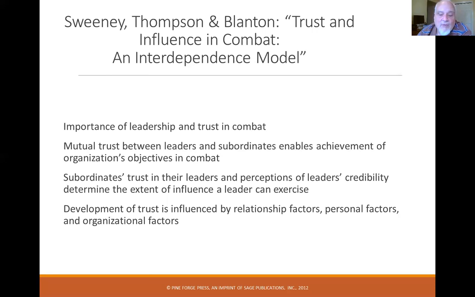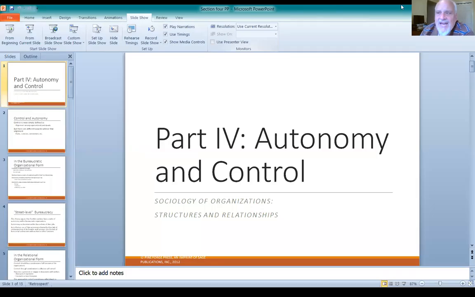Trust is influenced by relational factors, personal factors, and organizational factors. So this is saying that in a bureaucracy, things function because people are human. They're not just kind of like robots following rules and regulations. Okay, that's a pretty good summation of this chapter.